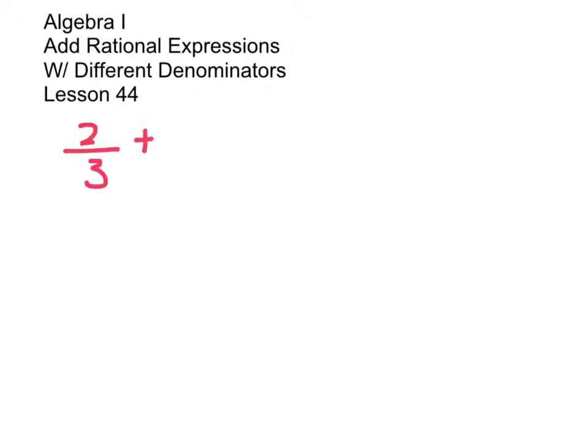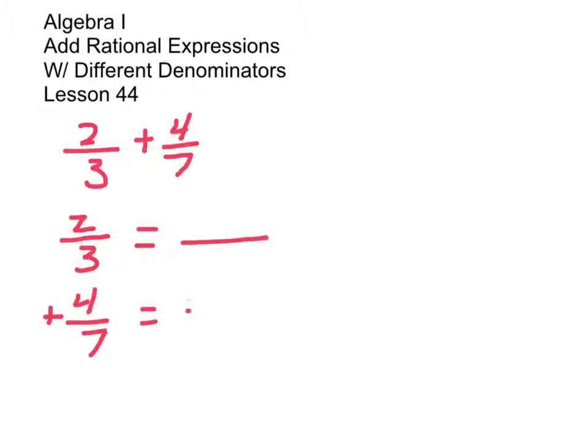So, for example, say I have 2/3 plus 4/7. There are different ways you can set this up, but probably most of you are familiar with doing it this way. We line it up top to bottom. So I take 2/3 and then plus the 4/7, and I write it vertically like this. And what we need to do is find a common denominator of the 3 and the 7.